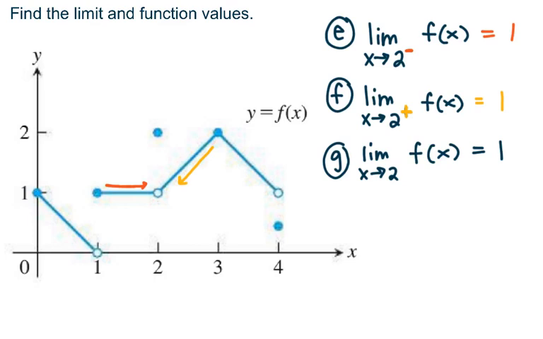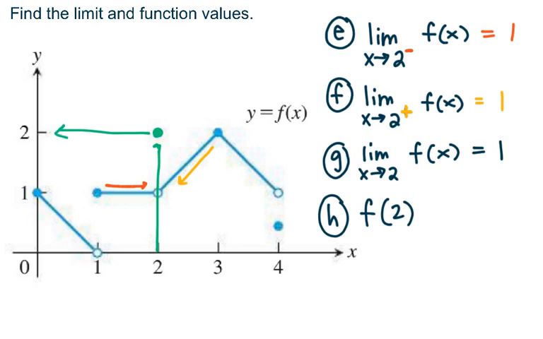One more part here on this question. If I asked you to tell me the function value, what is f of 2? That would mean we are going to x equals 2 and we are finding the defined point. And the point that is defined for x equals 2 is y equals 2. Okay?